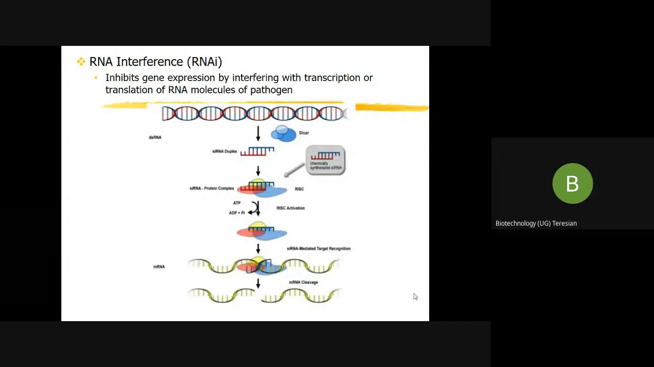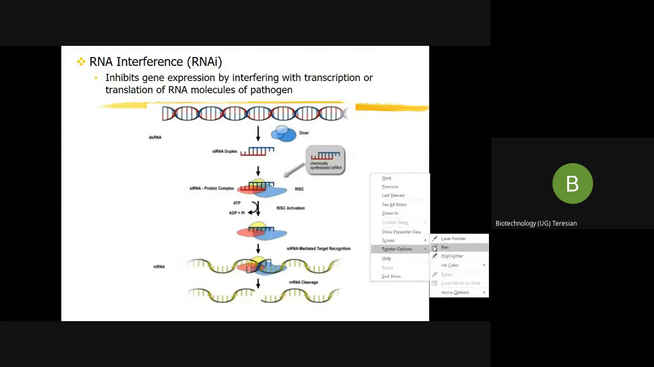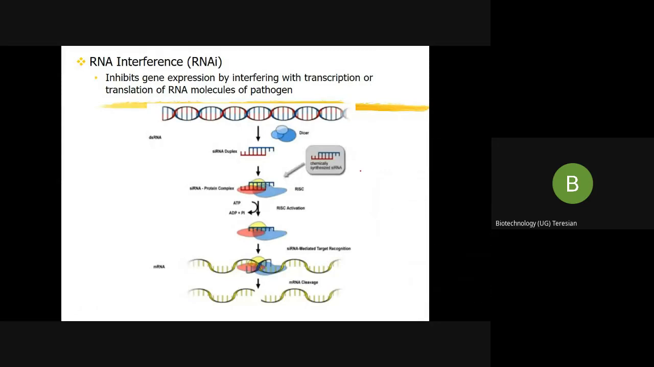Future prospects of biotechnology and some of the techniques which are being used so that we get a better crop improvement. The next one we are going to see is RNA interference, written in short as RNAi. RNA interference is an attractive strategy for preventing pathogens.